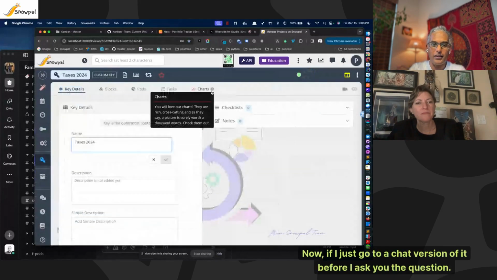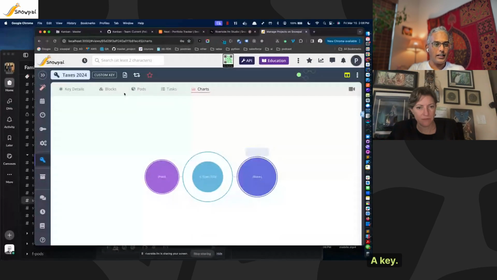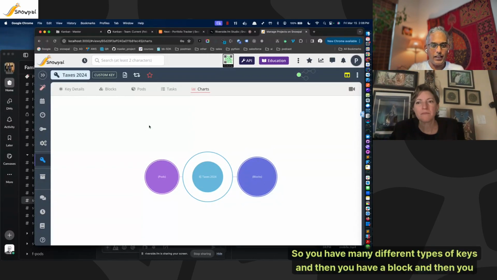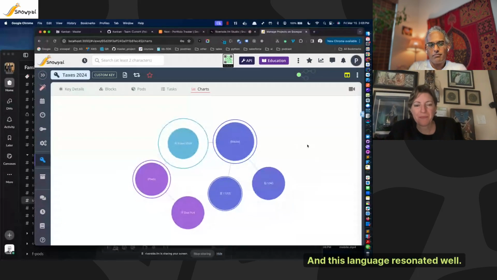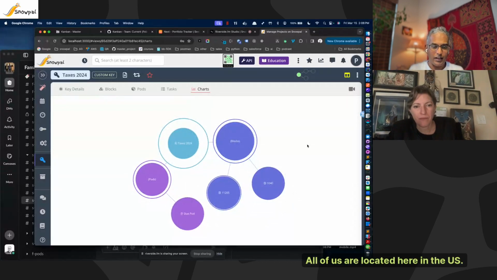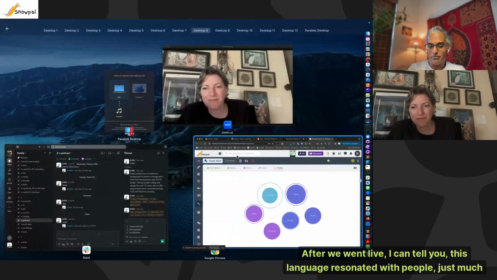Now, if I just go to a chat version of it before I ask you the question. So this is the language we had chosen. A key, in our mind, it was a key to solving your problems. So you have many different types of keys, and then you have a block, and then you have pods. And this language resonated well. We went back and forth within the team. All of us are located here in the US. We're like, "Hey, this makes sense. It's short, sweet, perfect."